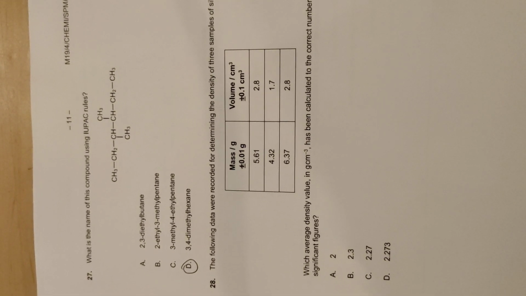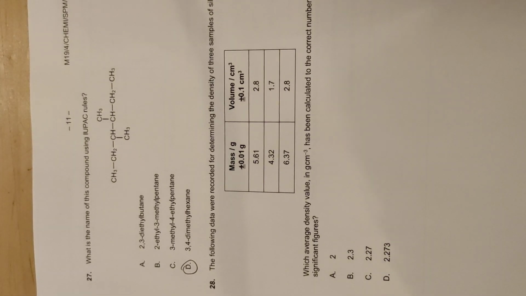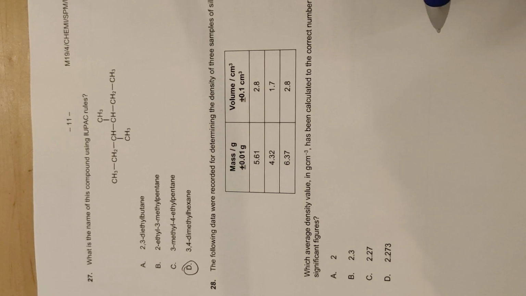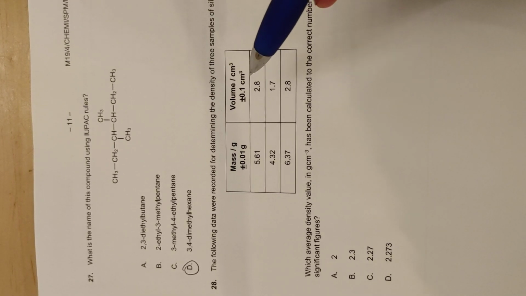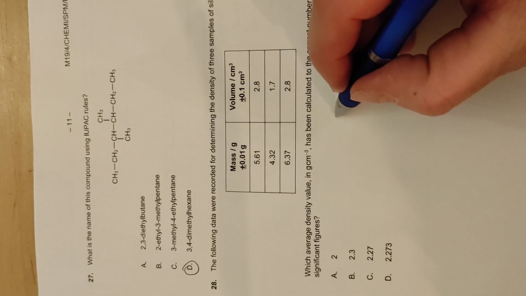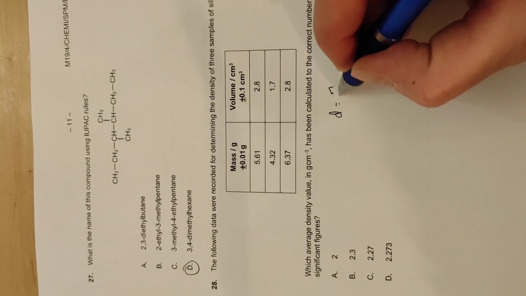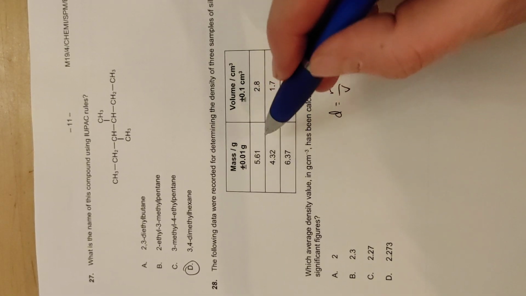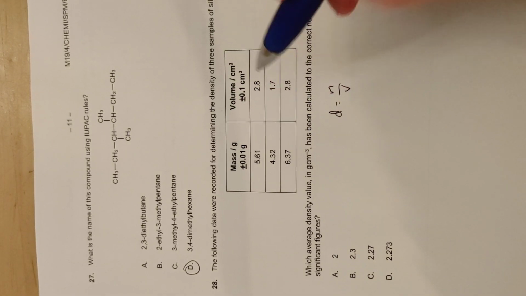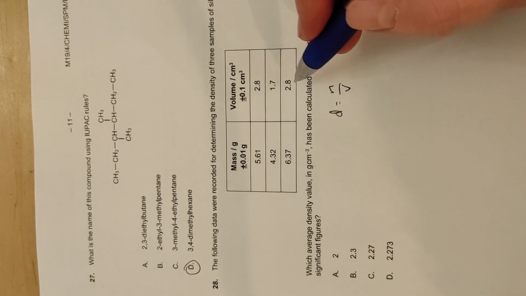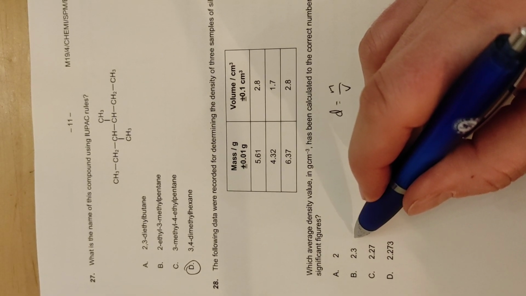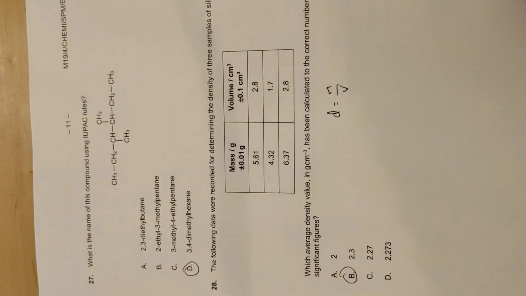The following data were recorded for determining the density of 3 samples of silicon, mass and volume. Which average density has been calculated to the correct number of significant figures? All we've got here is density equals mass over volume. The mass is 3 sig fig, but the volume is 2 sig fig. Therefore, density can only be given to 2 sig fig. So it must be B. Don't even do the maths.